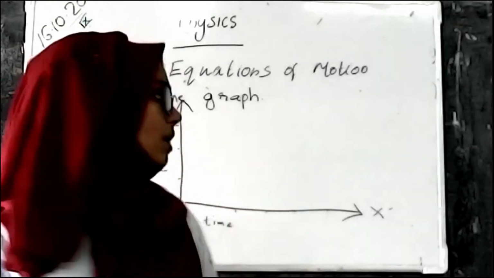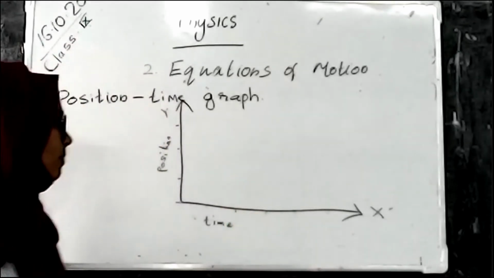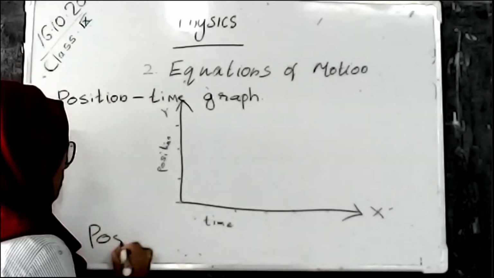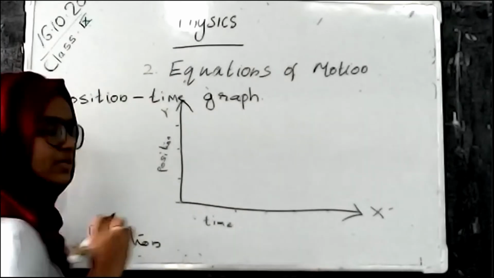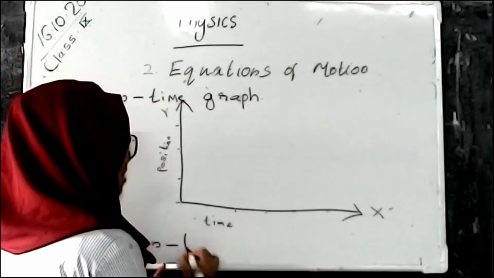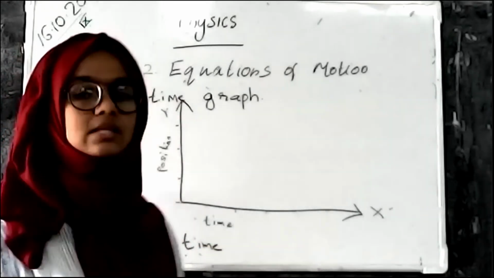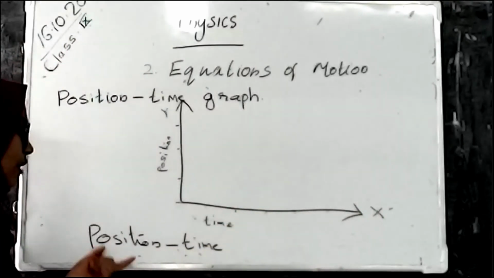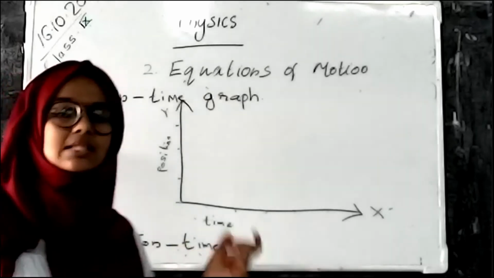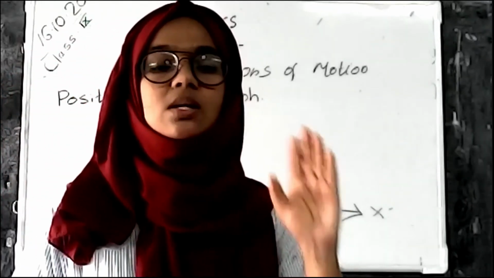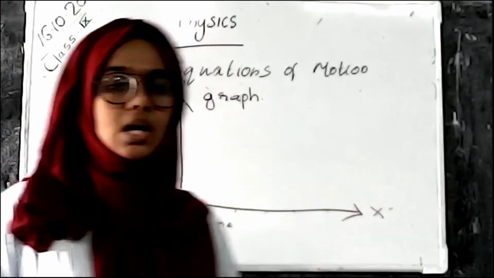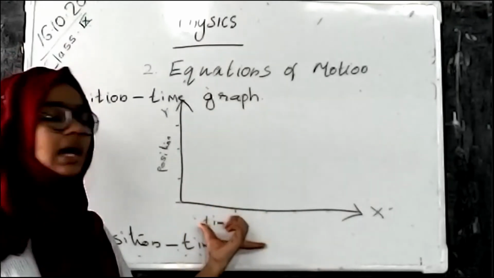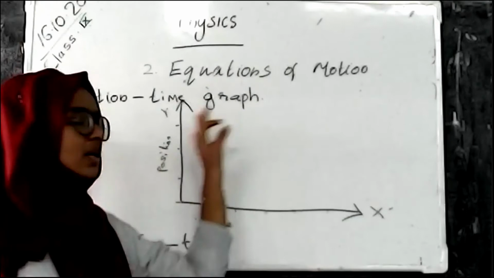But when we name the graph, first of all we take the position, the y-axis quantity first, then use a hyphen and write the quantity taken on the x-axis. So this graph is the position-time graph. This is a simple graph showing the position changing as time changes, and we draw the graph with time taken on the x-axis and position taken on the y-axis.